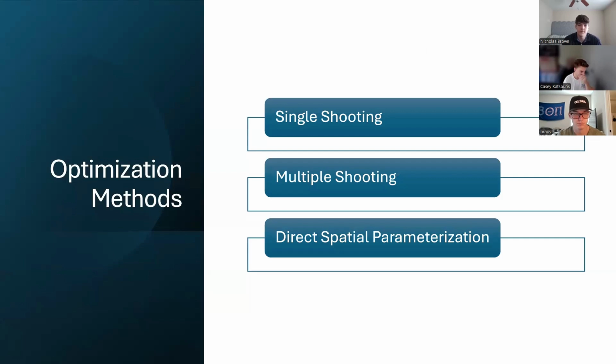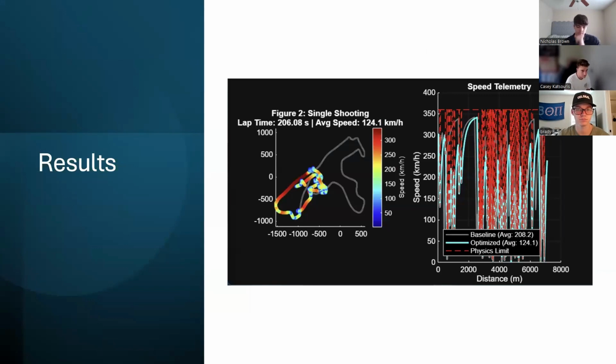Looking into the optimization methods that we used, we tried out single shooting, multiple shooting, as well as direct spatial parameterization. When looking at the results from the single shooting, the method starts off from the start line and continuously tries to adjust at each point, causing some errors to occur to build up over time. As you can see, it did not follow the track properly, leading to a lap time of over 200 seconds and an average speed of 124 kilometers an hour. The optimization method was not working properly for what we wanted, so we looked elsewhere.